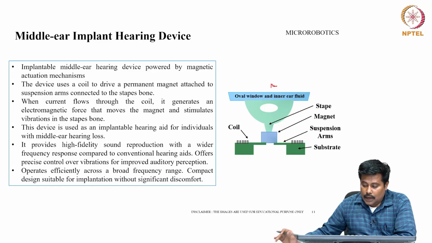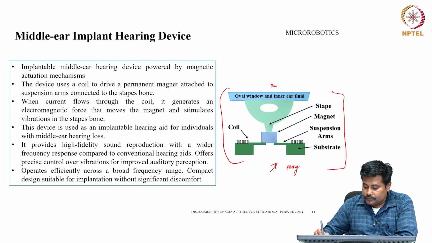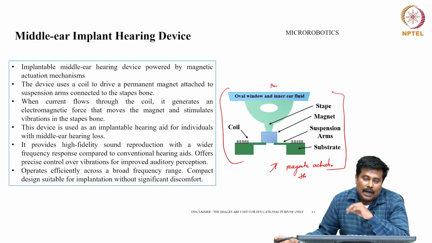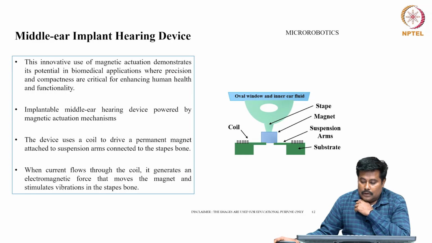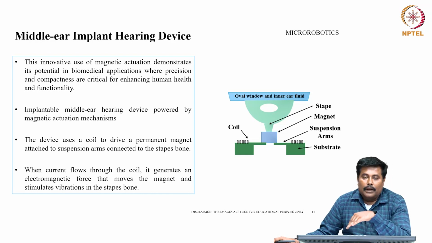So, this is a mechanism which is being deployed by considering a magnetic actuation. This is a simple system where bulk magnet based structures are deployed. This innovative use of magnetic actuation demonstrates its potential in biomedical application where precision and compactness are critical for enhancing human health and functionality.